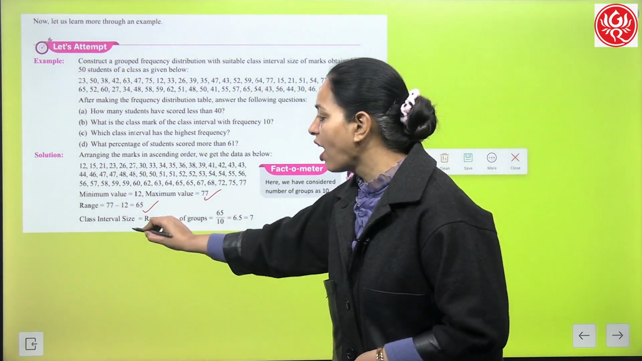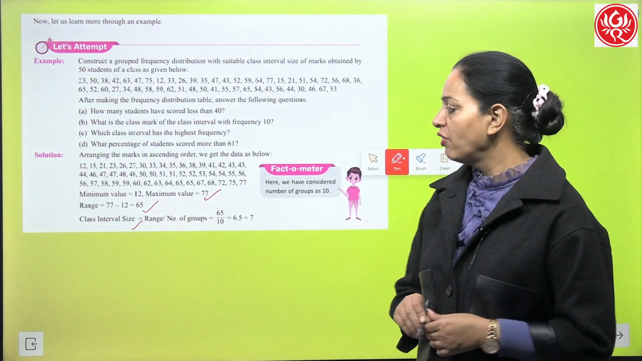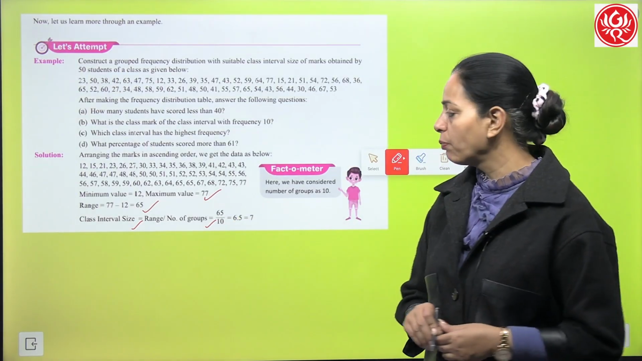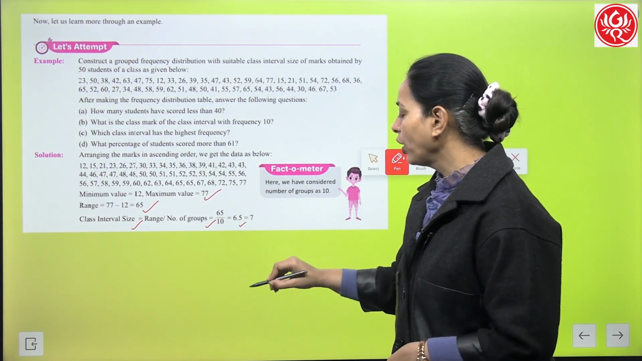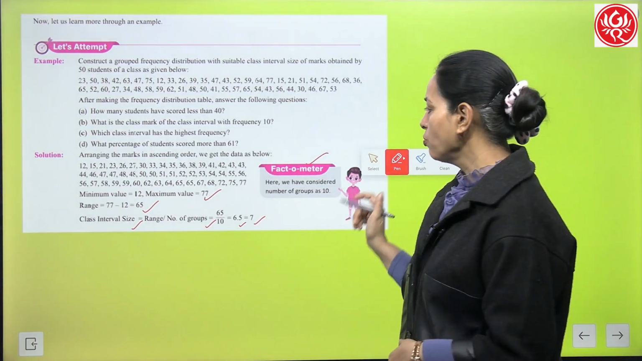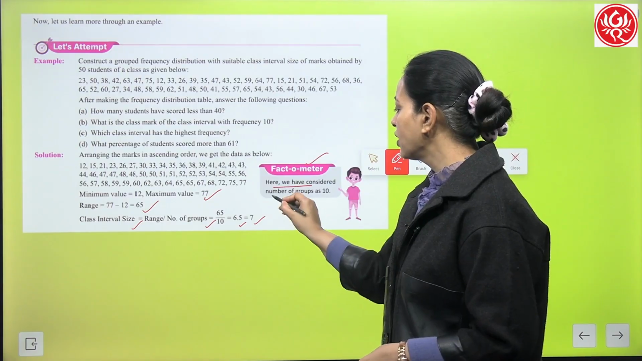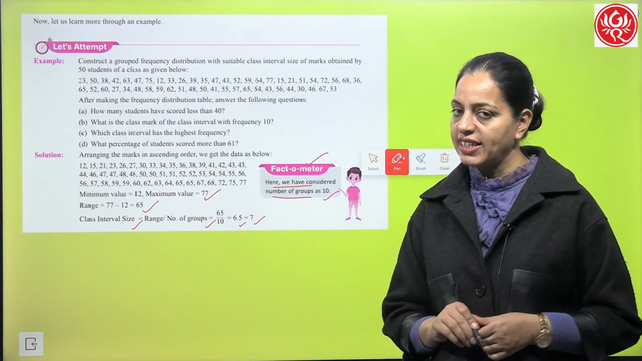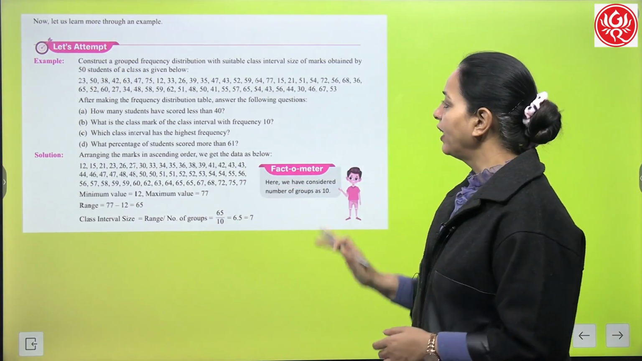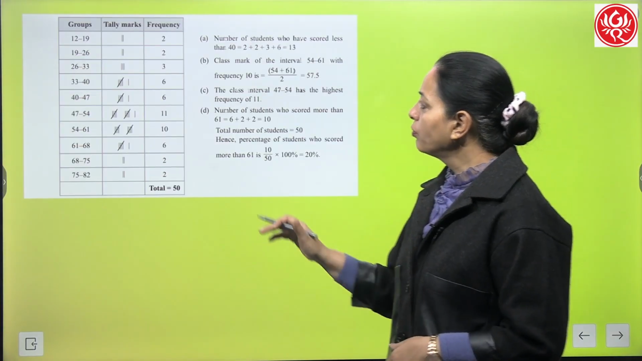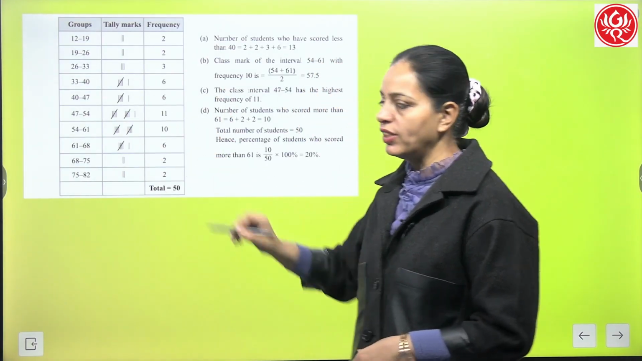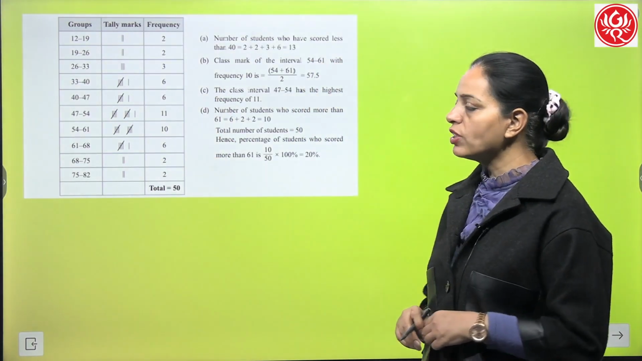So what is class interval size? Range divided by number of groups. So 65 upon 10 means 6.5, that is equal to 7. Now here we have considered number of groups as 10. यहाँ पर हमने number of groups कितने लिए हैं? 10. So now here what to do? Groups, tally marks and frequency. So smallest value is 12.